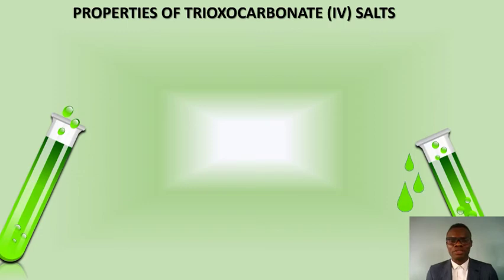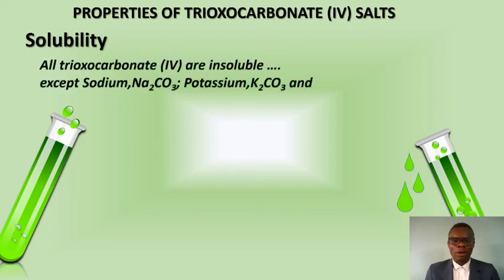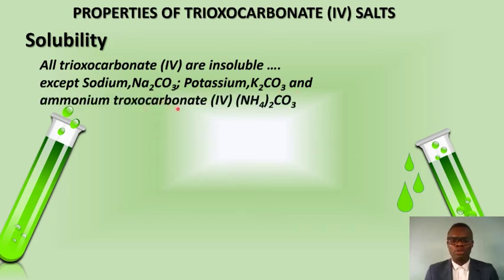There are several properties of trioxocarbonate 4 salts, and these properties are outlined as follows, the first one being solubility. All trioxocarbonate 4 salts are insoluble except for the trioxocarbonate 4 of sodium, which is your Na2CO3, potassium, K2CO3, and ammonium trioxocarbonate 4. All these types of trioxocarbonate 4 salts are actually soluble. All other types are insoluble, as you have seen.